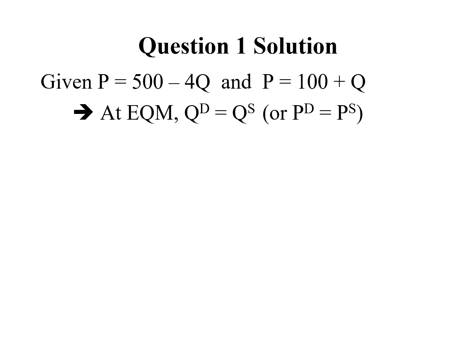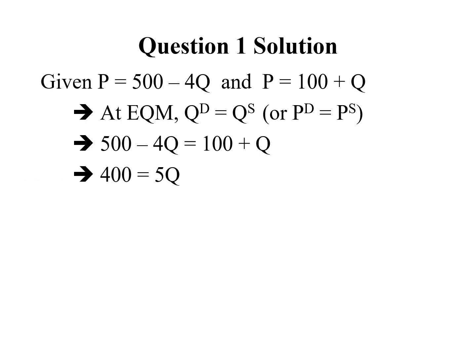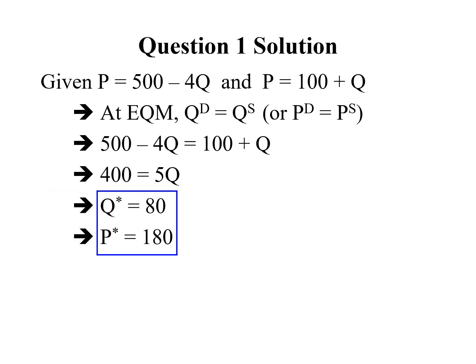In that case, the equilibrium condition is 500 minus 4Q, that's the demand curve, is equal to 100 plus Q. If we bring the quantity over to the right-hand side and the 100 to the left-hand side, we get 400 equals 5Q. And so we divide through by 5 to get the equilibrium quantity and the equilibrium price. So at the initial equilibrium, P is 180 and Q is 80.